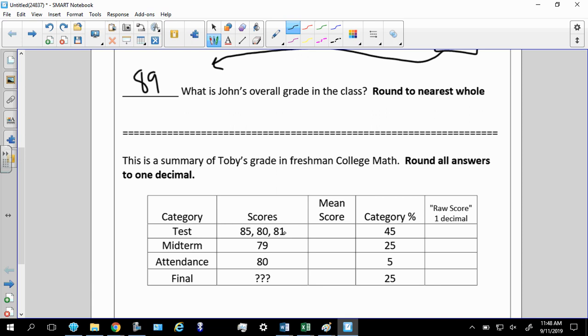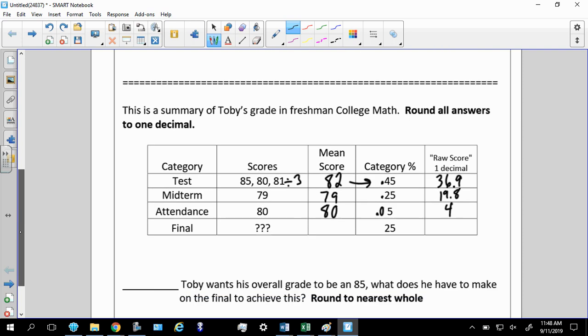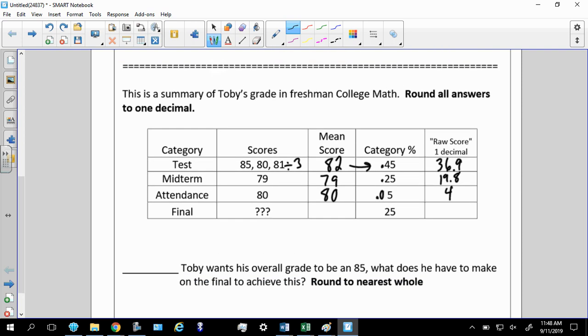First off, the test scores, I'm going to add them all up and I'm dividing by 3, which gives me 82. The midterm is a 79, and the attendance is an 80. All right. Again, I'm going to multiply by the category percentage, 0.45, 0.25, 0.05. So my raw scores end up being 36.9, 19.8, and then lastly, 4. All right. Now, Toby wants to make an 85 in this particular class.